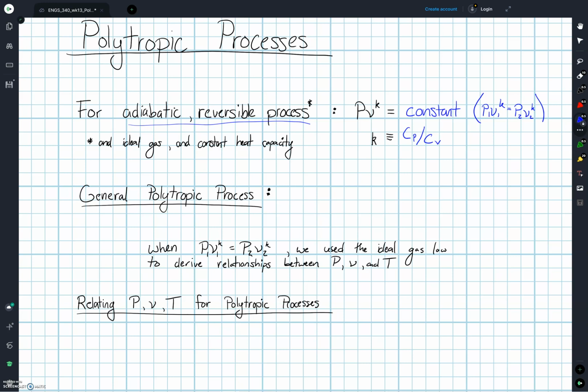We're going to generalize this to a general polytropic process, which is a process which can be described by the equation P V to the N power is a constant, where N is just some number. So in our first case, an adiabatic reversible process, we have K, the ratio of the heat capacities, but now we say, well, let's let that be some other possible number too, maybe something that's not just the ratio of the heat capacities.